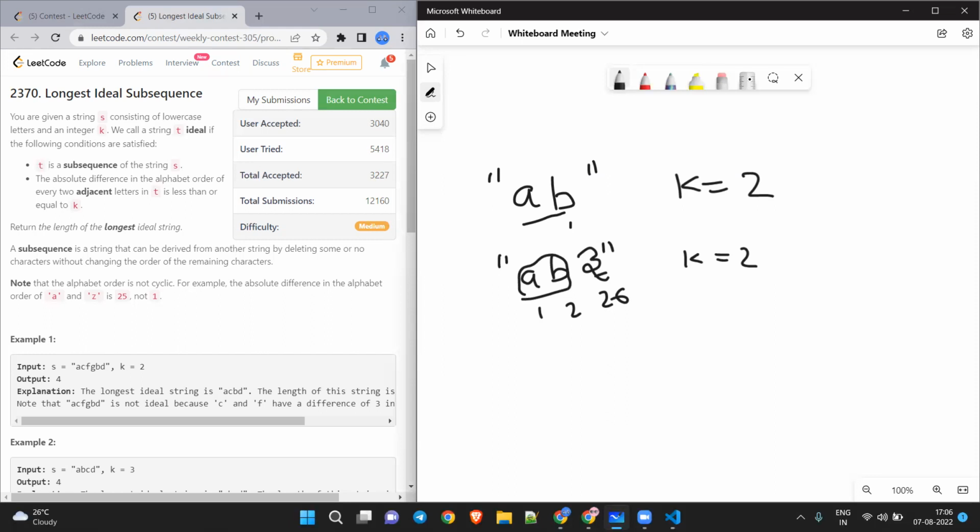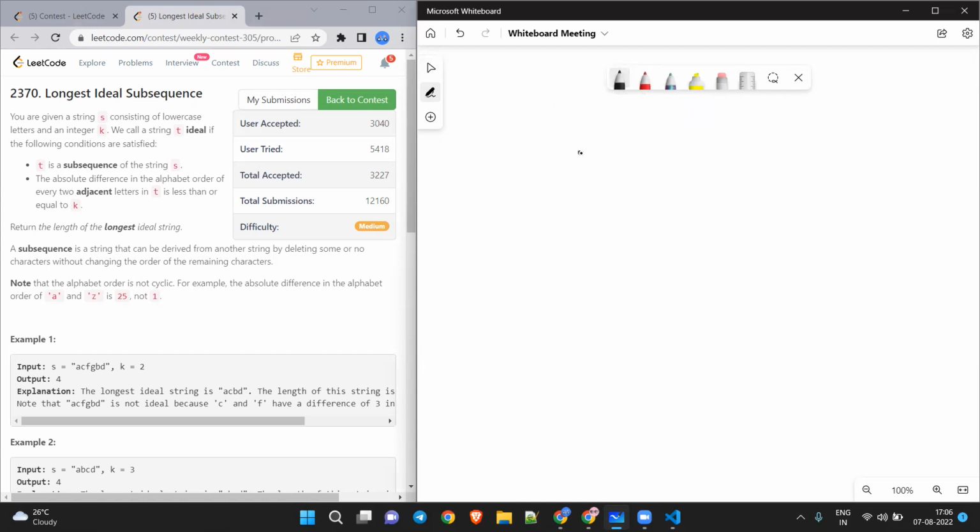So now let's try to find, at every index, the longest ideal subsequence. Let me take an example. If it is just a single character A, what is the longest ideal subsequence length possible? Yeah, it will be 1, with K equal to 2, let's suppose.